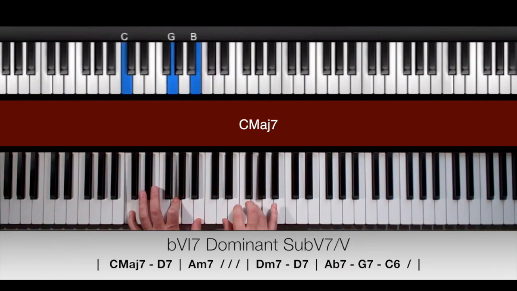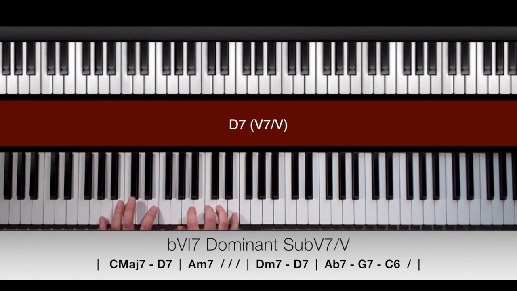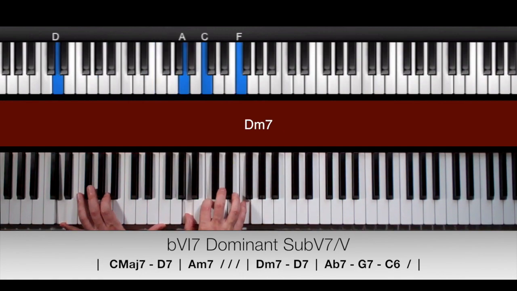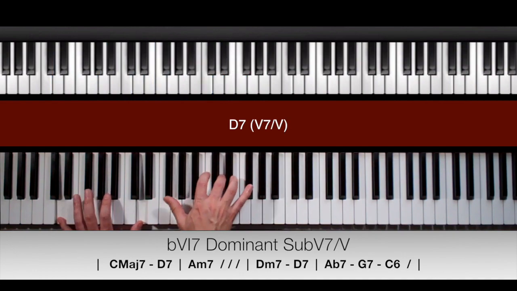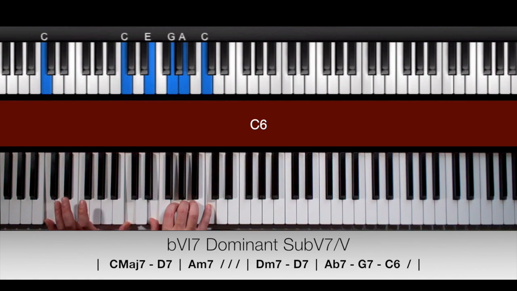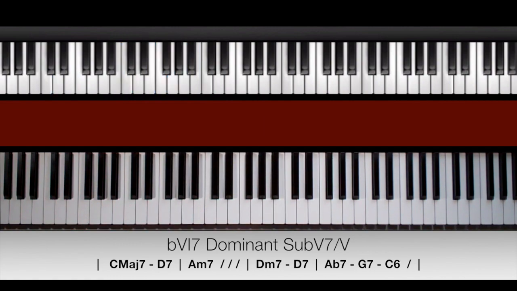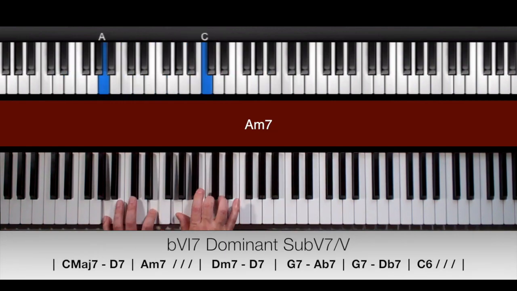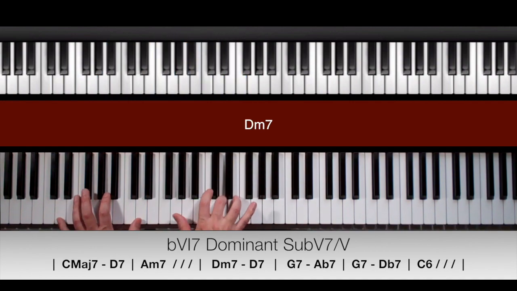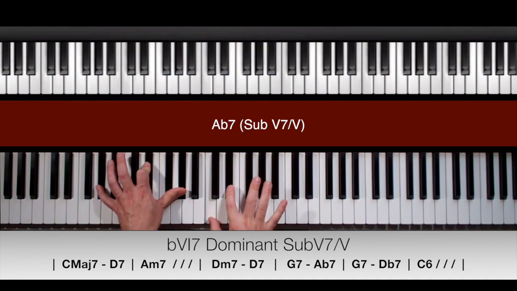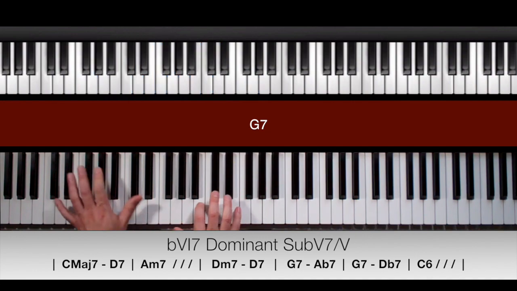C major 7, D7 as a passing chord to A minor, D minor, D7 again, but now to the substitute down to G and back to C. Let's do it again, but now using the 6 flat 7 on the weak part of the measure. C major, passing dominant to A minor, D minor, passing dominant to G, flat 6-7 passing back to G, and passing dominant back to C.